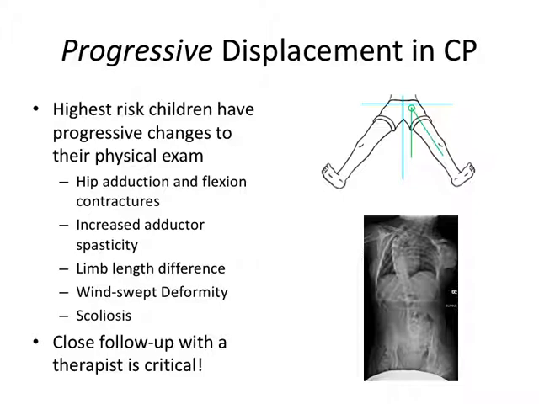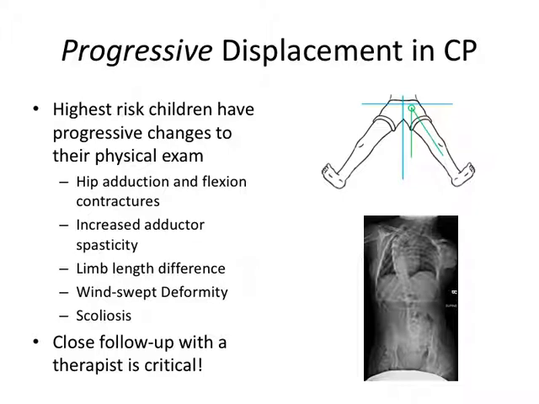As physical and occupational therapists and medical providers in the room, you know that hip dysplasia doesn't happen in a vacuum; there are physical changes that you see. The highest risk children are those having progressive changes on their physical exam. The things you will see as therapists are hip adduction and flexion contractures, and increased adductor spasticity. You'll see an apparent limb length difference, sometimes due to a windswept or oblique pelvis. Other times it will be an actual limb length difference due to a hip dislocation or subluxation.